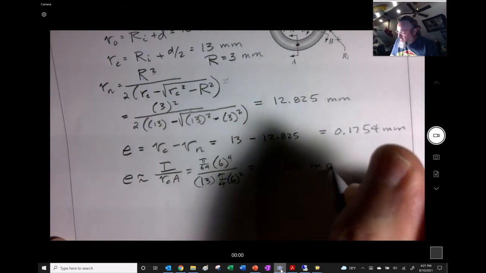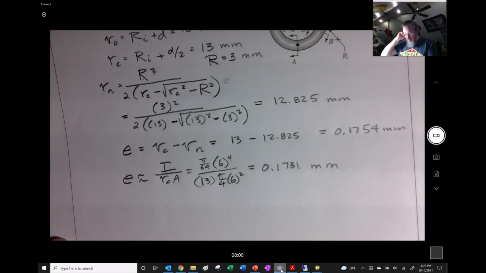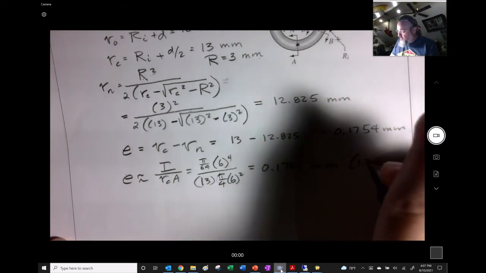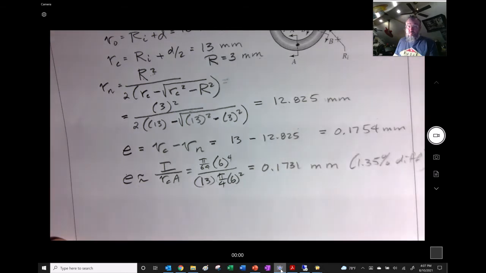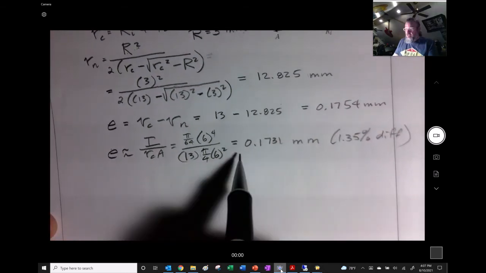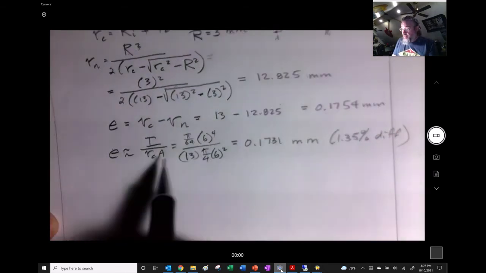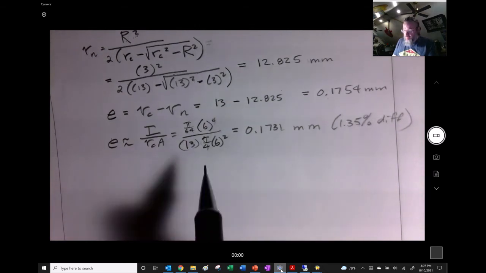0.1731 millimeters, which I said is a 1.35% difference. All right, so just as a sanity check, make sure we didn't go too far astray.